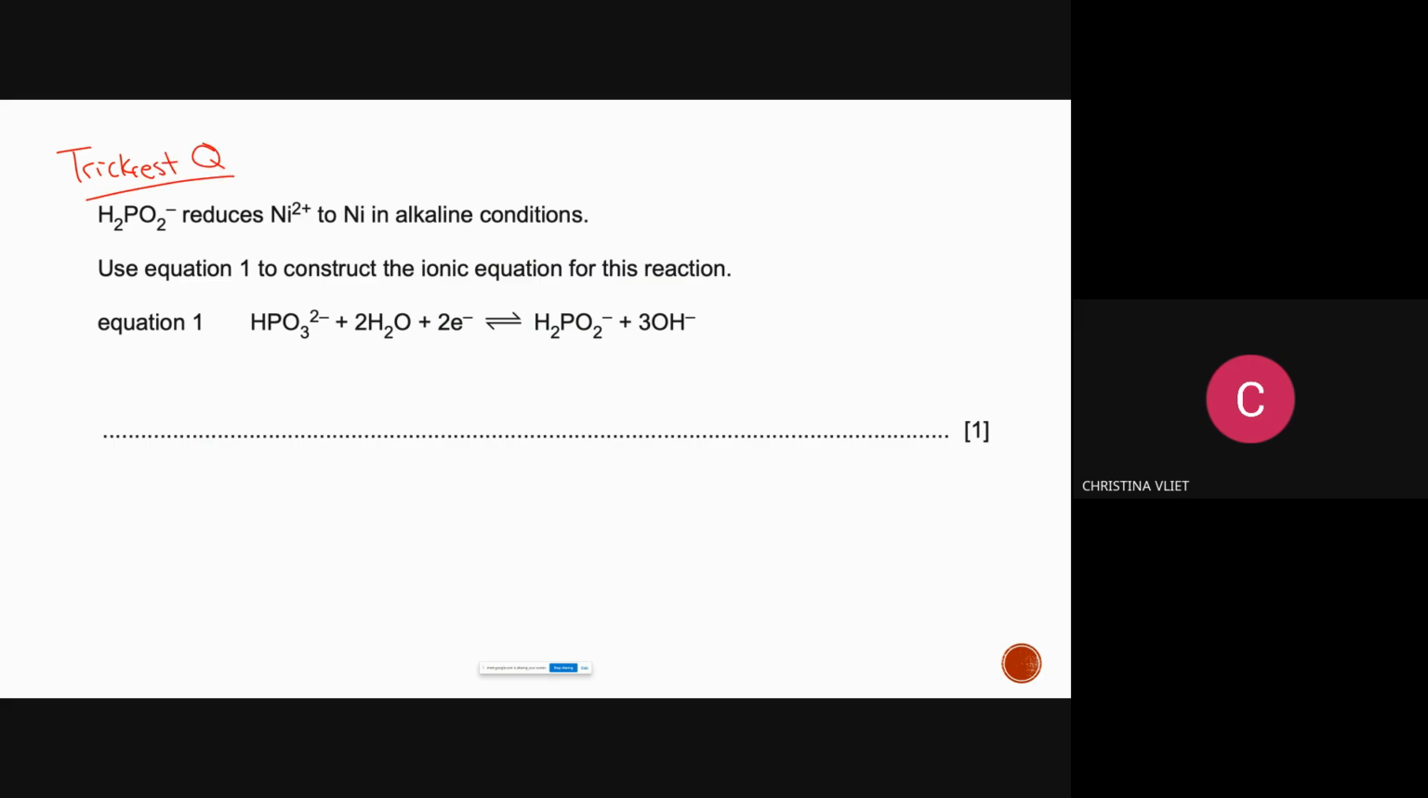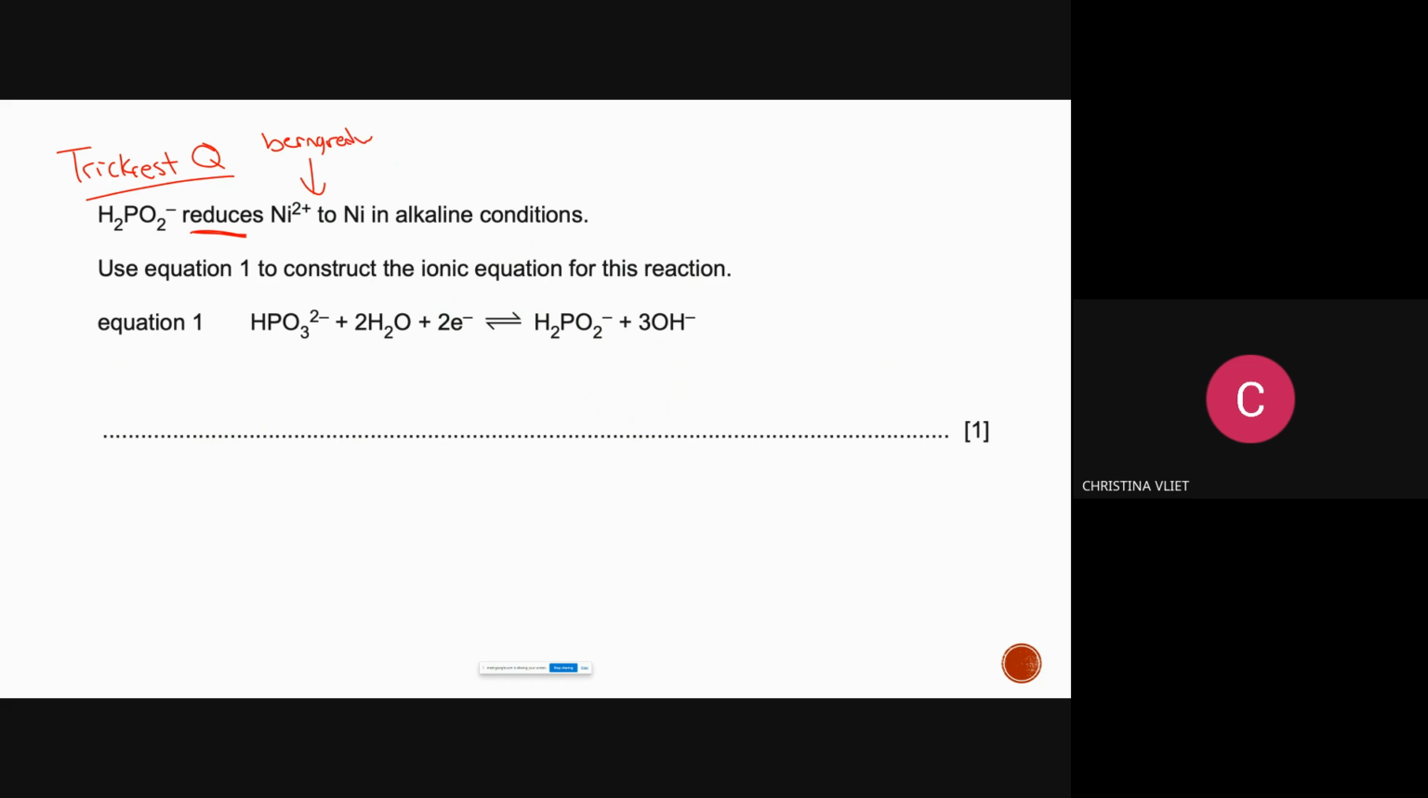And it's worth 1 mark on top of it. This is the trickiest question, it's worth 1 mark. But it's not impossible to do. If they say H2PO2 minus, which they give you an equation with H2PO2 minus in it, reduces nickel 2 plus to nickel. So they're telling me what happens, that this is being reduced.